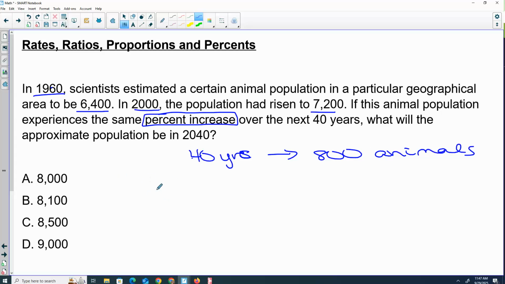Anytime you're talking about a percent, it's like the part over the whole. Our whole here was our original amount. How many animals did we originally start with? How many did we end with? 7,200. All right, divide those. We get 1.125. That is my percent increase.